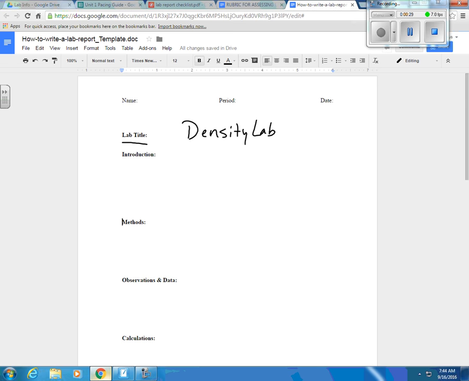Density lab. Good enough title. Again, it doesn't have to be anything fancy. Now, in your format, you need to follow the rubric, which we'll look at here in a minute. But this is pretty much your format, and it's going to go through step by step to show you what you need.